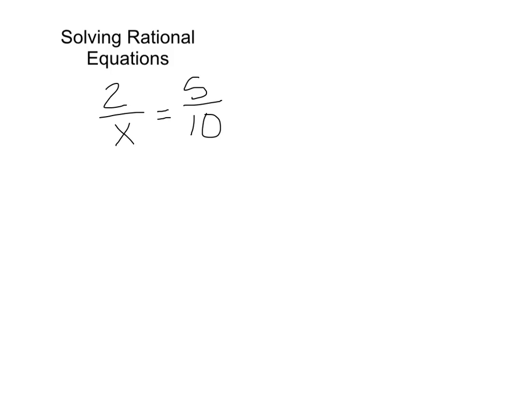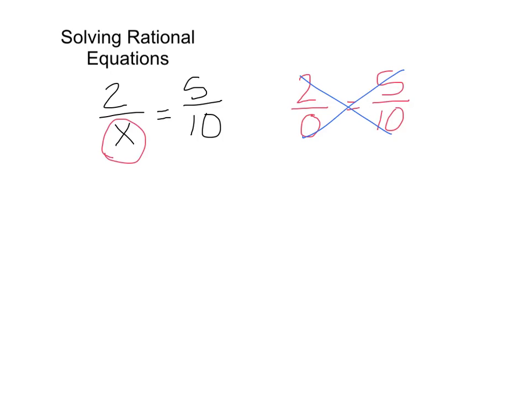One thing that's different about rational equations is that you need to be very careful about making sure you exclude values that x cannot equal. So we have an x in the denominator. Let's just imagine that x ended up being 0. Your equation would be 2 over 0 equals 5 over 10. Is it possible for you to divide by 0? No. It is impossible to divide by 0.